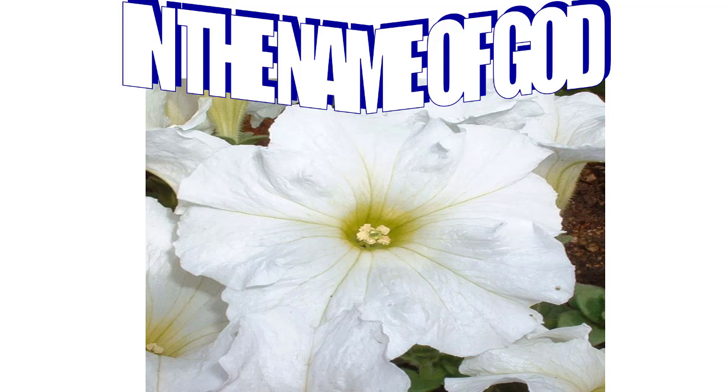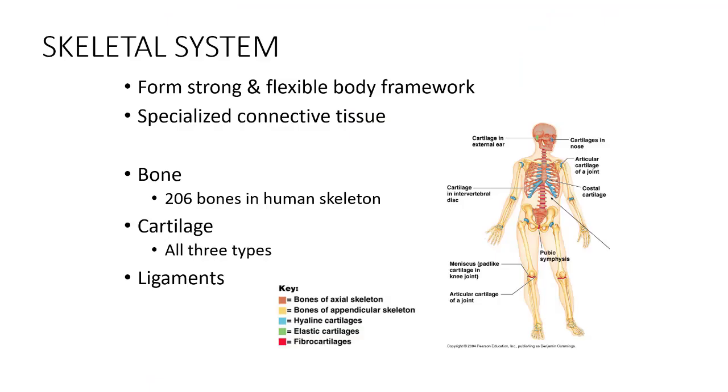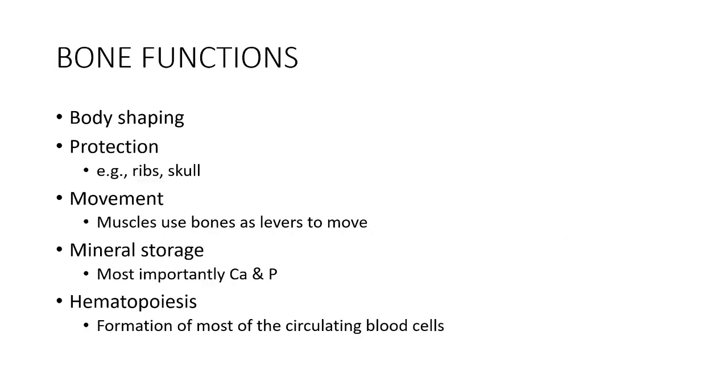In this part we want to learn about the skeletal system. A skeletal system is a framework in our body that contains bones, cartilages and ligaments. Bone functions are body support, protection, movement, mineral storage and hematopoiesis.